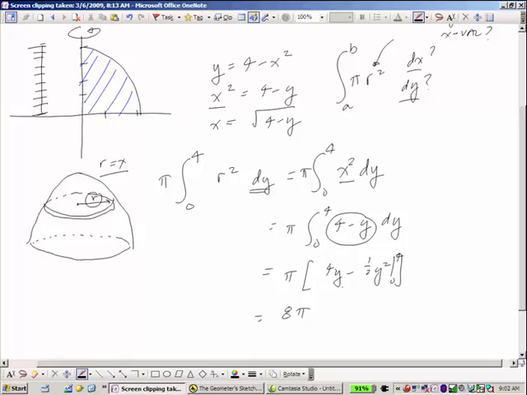And can I actually see that for a second? So let's see, set up and evaluate, set up and evaluate. So these are all right, set up and find.